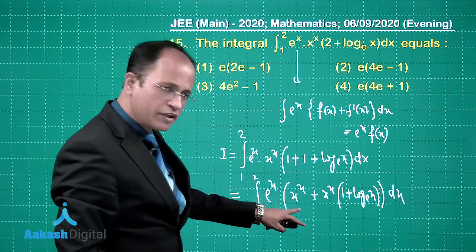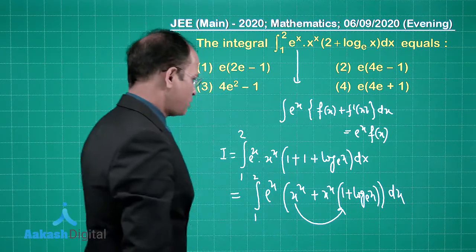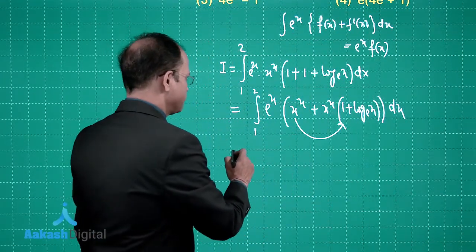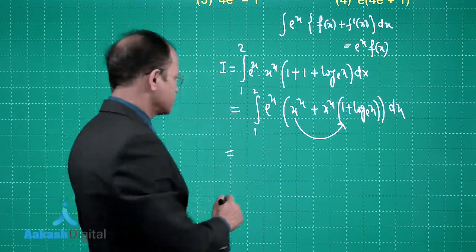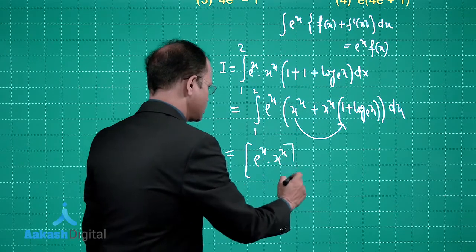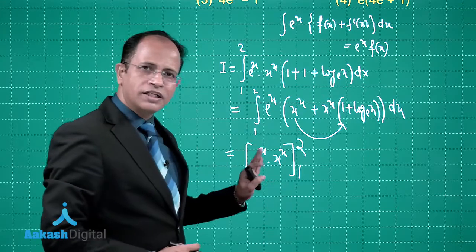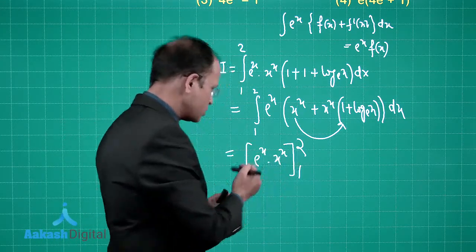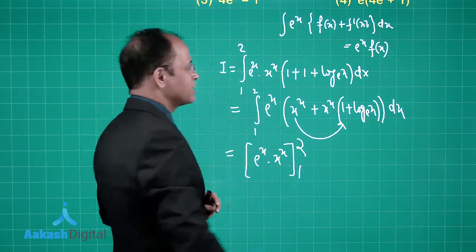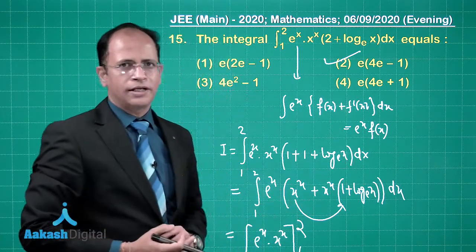The differentiation of x to the power x is going to be this only. So that means this integral is e^x times x^x, from 1 to 2. Now we can simply do the definite integral calculations. We can substitute the values of 2 and 1 in the given value. So we get the answer as option number 2. Hopefully this is clear.